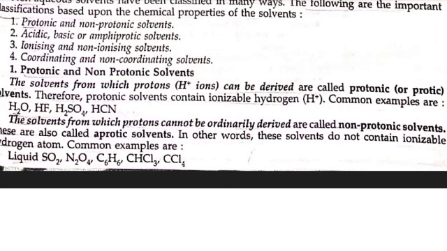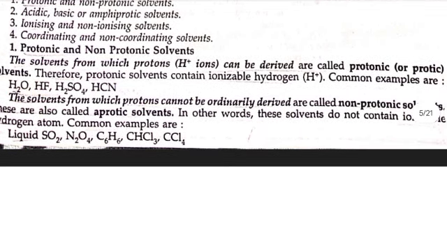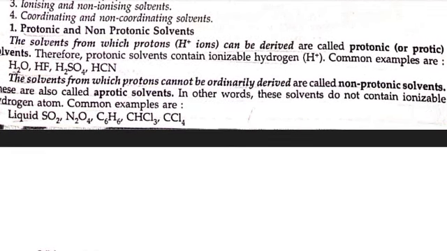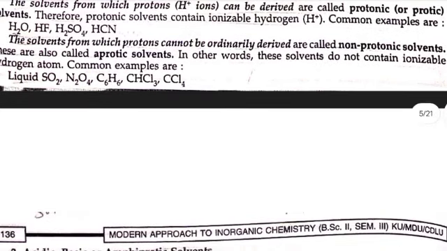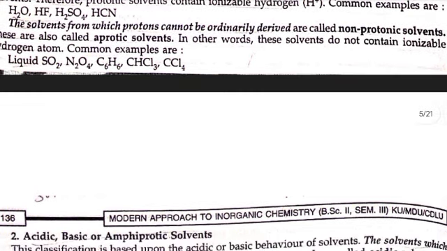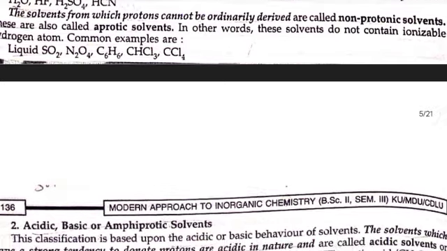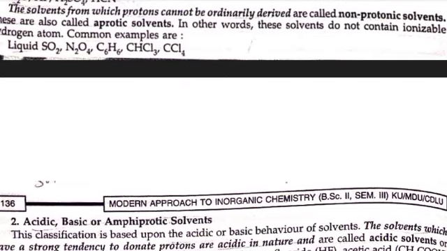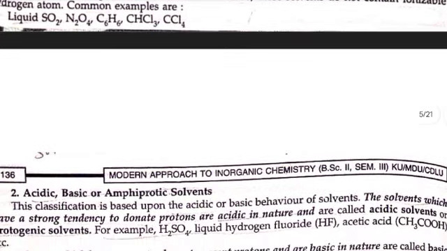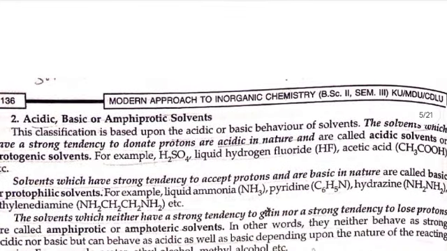Common examples are water, hydrogen fluoride, sulfuric acid, and hydrogen cyanide. The solvents from which protons cannot be ordinarily derived are called non-protonic solvents. These are also called aprotic solvents. In other words, these solvents do not contain ionizable hydrogen atoms. Common examples are sulfur dioxide, benzene, carbon tetrachloride, etc.